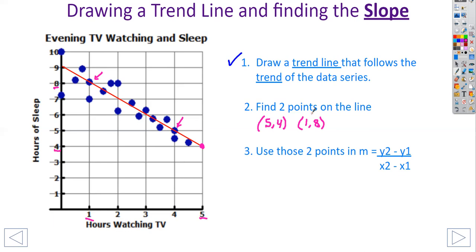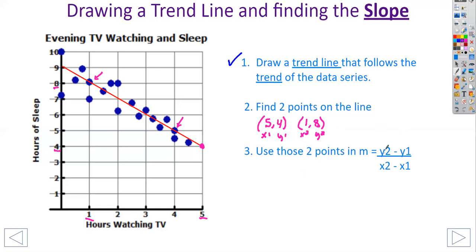If I plug 5, 4, and 1, 8 into y2 minus y1 over x2 minus x1, that will give me the slope. Now, what in the world do all those letters mean? We know that the first number is always going to be our x value, so this is my x1, and this is my x2. This 4 right here is my y1, and the 8 is my y2. So all I'm going to do is plug these numbers into the equation and solve.